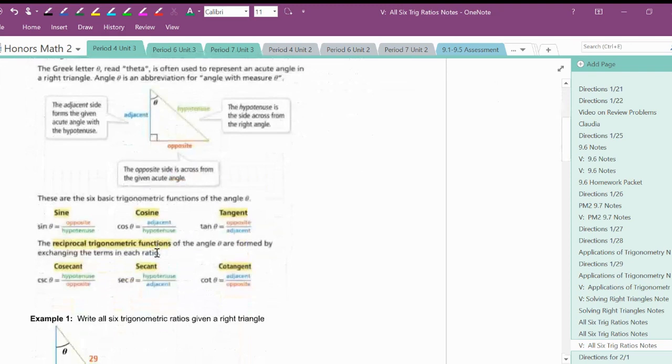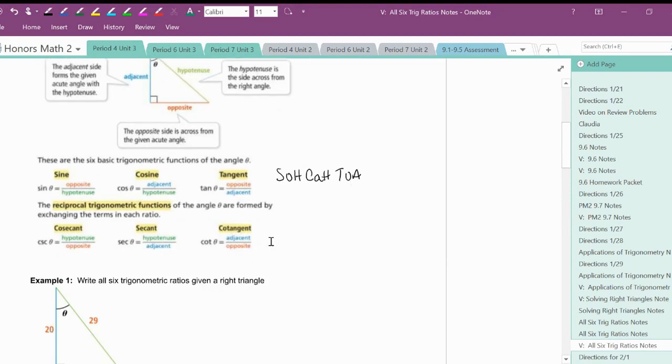All right, so we're already familiar with our SOHCAHTOA, our sine, cosine, and tangent ratios. The sine and the cosecant are reciprocals of each other. So the cosecant ratio is actually 1 over the sine ratio, or the reciprocal. So it would be hypotenuse over opposite.